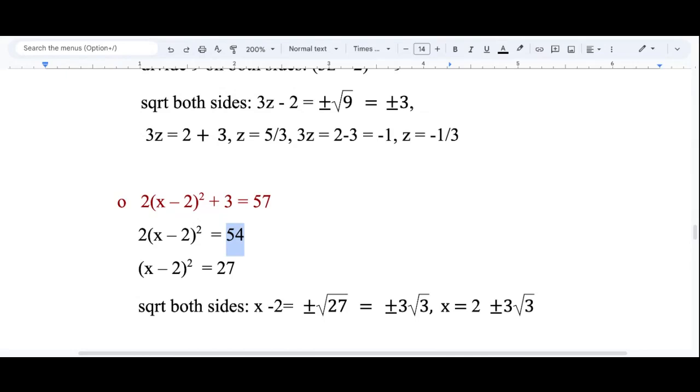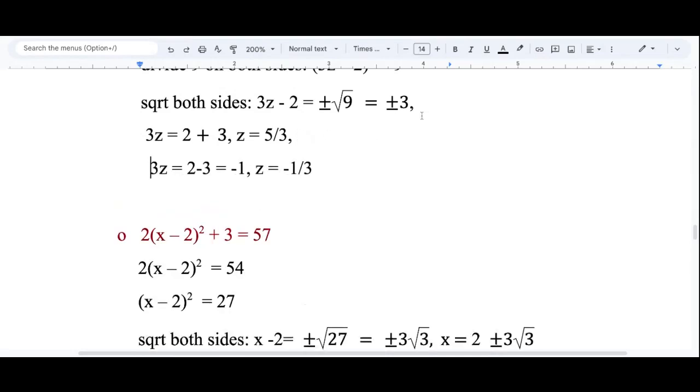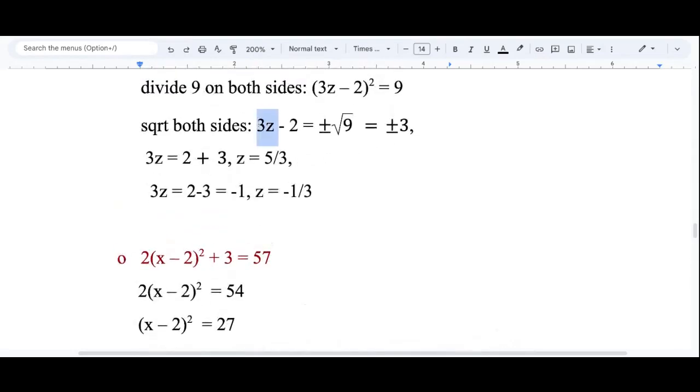How did 5 over 3 become 1/3? No, that's the second one. Okay, 5 over 3 is the first one. You see here, we have 3z. Maybe I should write it in two cases.